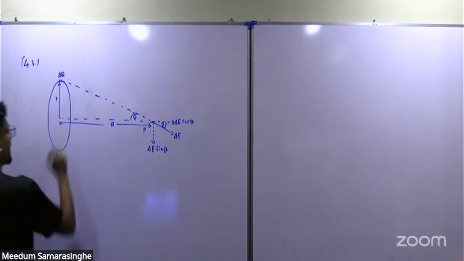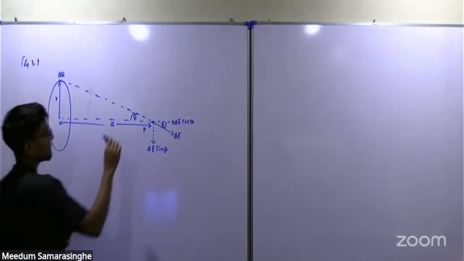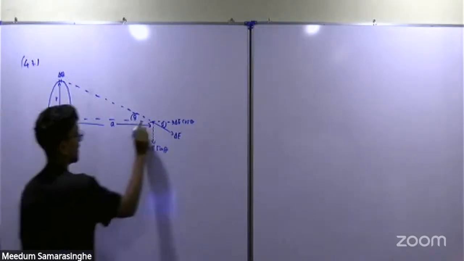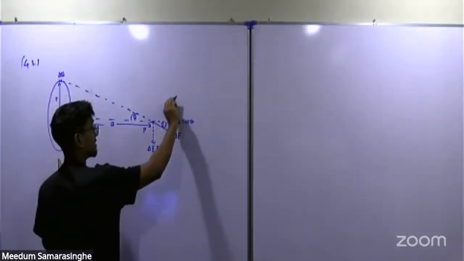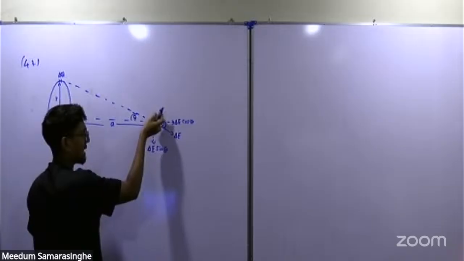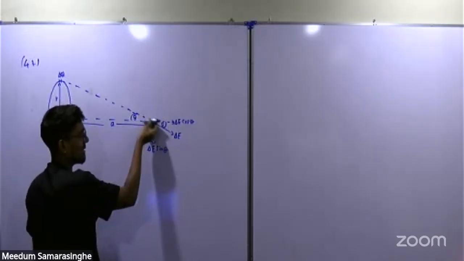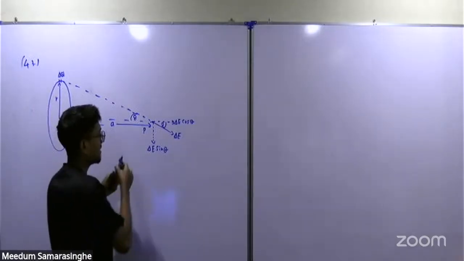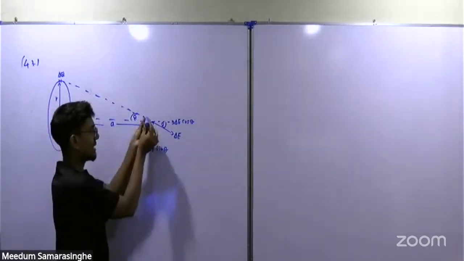When you consider the entire ring, what happens? Well, let's consider a point charge at this point. Due to this charge, the electric field strength is in this direction. When you take components, one is E sin theta, the other is E cos theta, right?